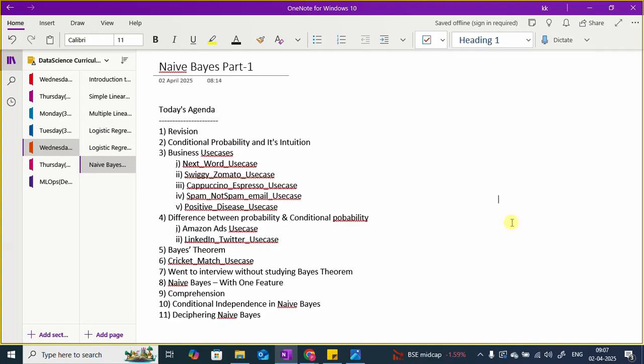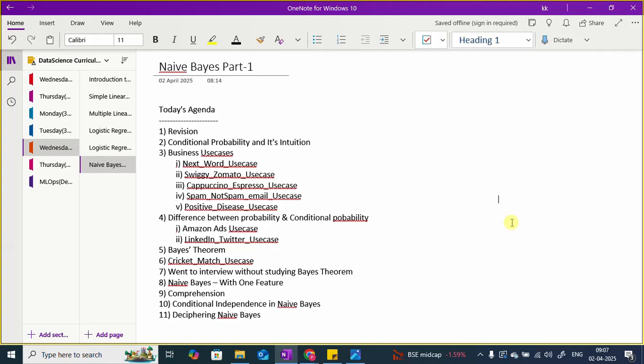I will give a classification problem statement, for example, whether a mail is spam or not spam. Okay, that also we will try to solve by using conditional probability, not by using a machine learning classification algorithm. Okay, then positive digits use cases we'll see. Then I will give a clear cut idea.